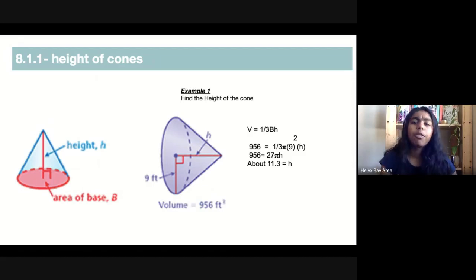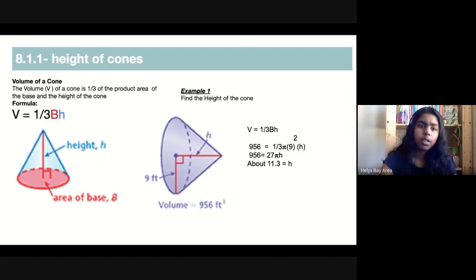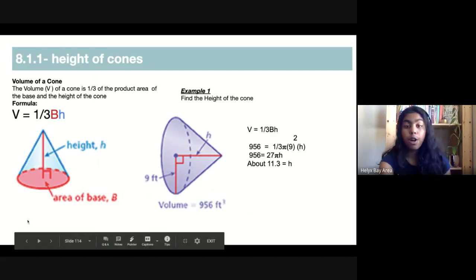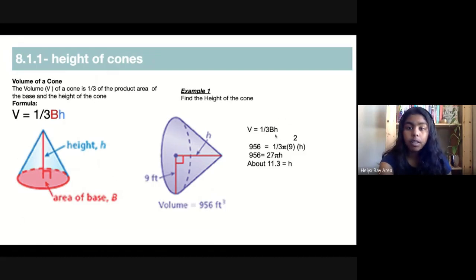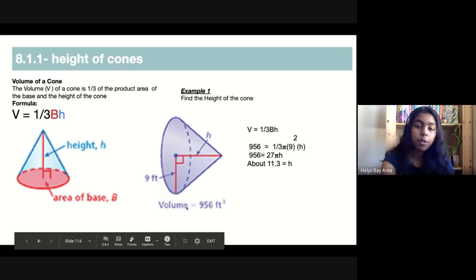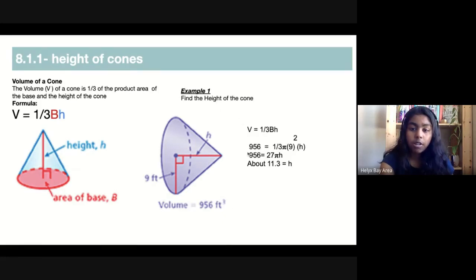Let's look at the height of cones now. Once again, similar to what we did with the cylinders, we're going to be using the same formula that we found to solve for the volume of the cone, except this time we're finding the height and plugging in the information we were given. This time we're already given the volume of the cone. So we're going to substitute that back into our equation here, and we're left with 956 equals 1/3 BH.